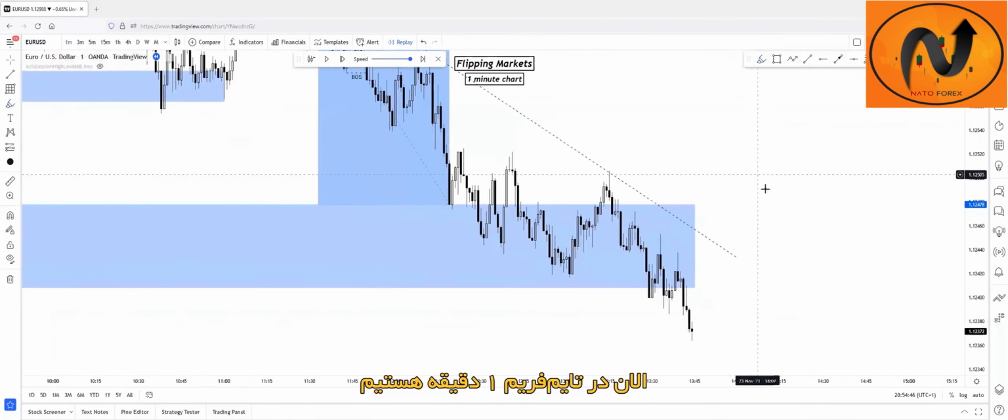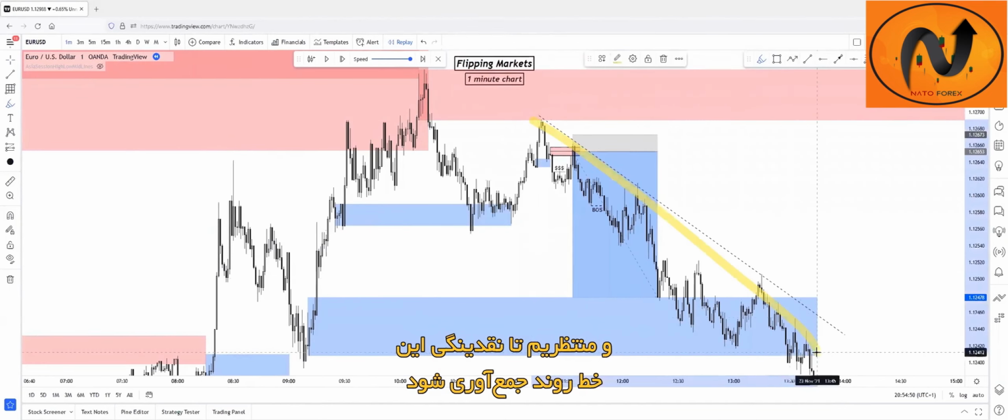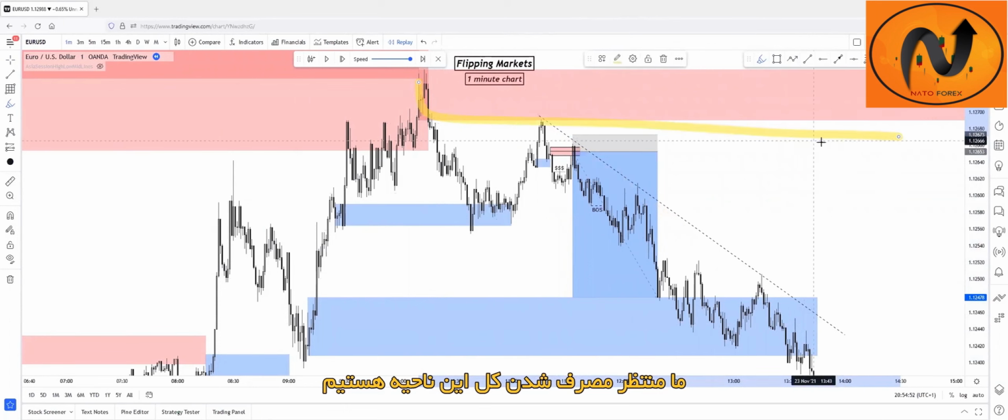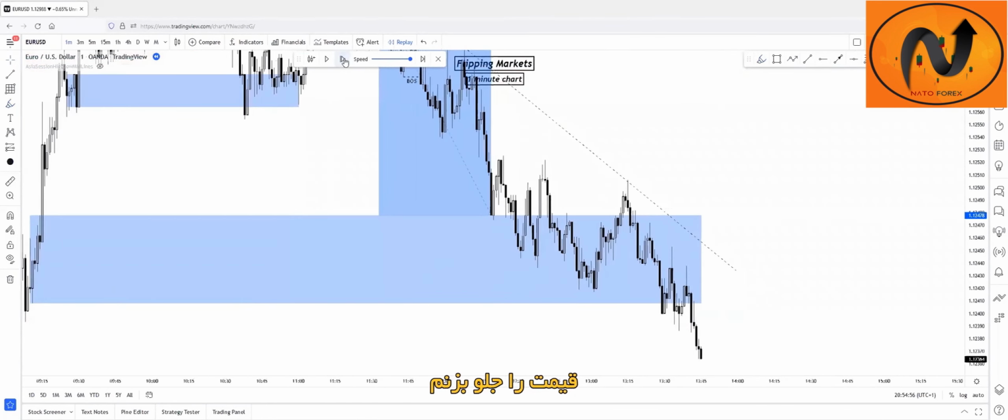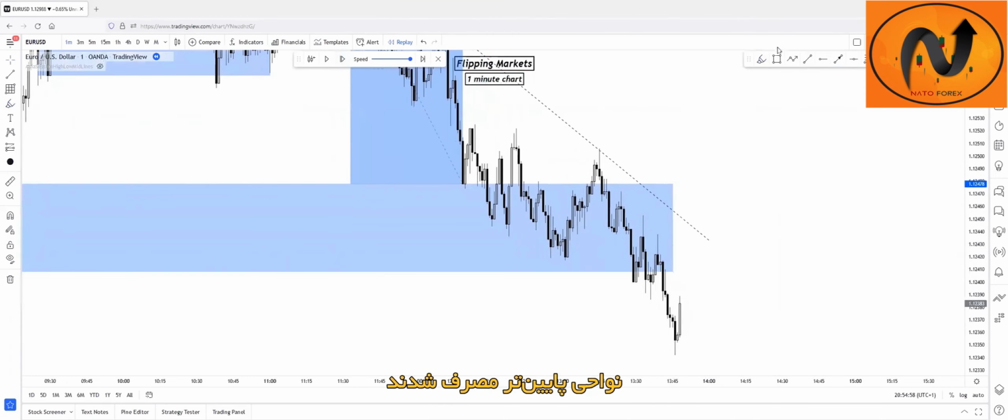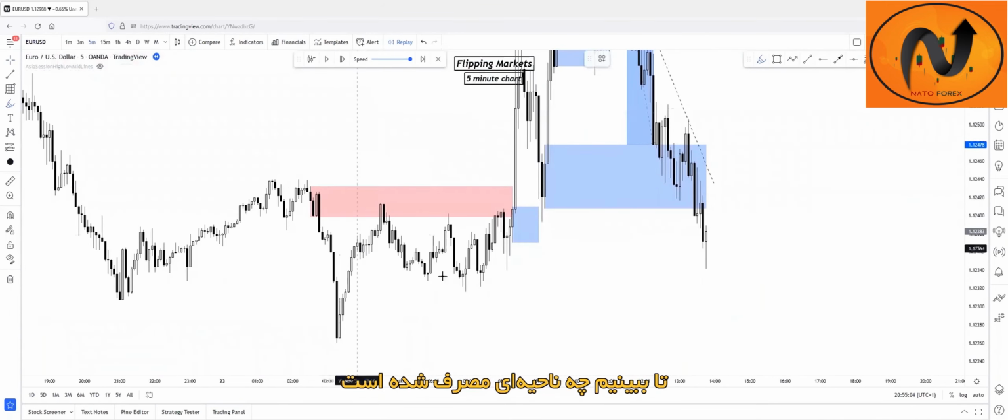As you can see right now, we are on the 1-minute time frame, and we are waiting for this liquidity trend line to be swept. We are waiting for this full zone mitigation. So let's just play the price forward. As you can see, it mitigated the areas. Let's switch back to the 5-minute chart, and let's see what has been mitigated.